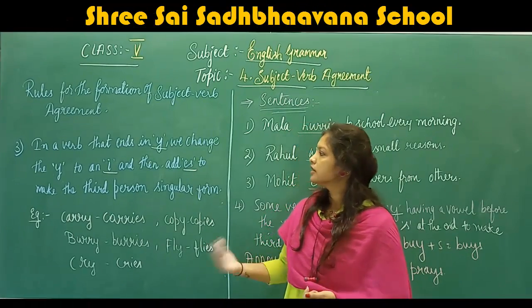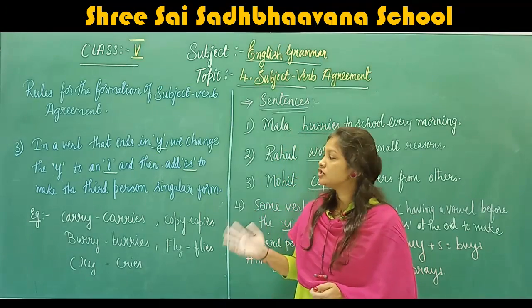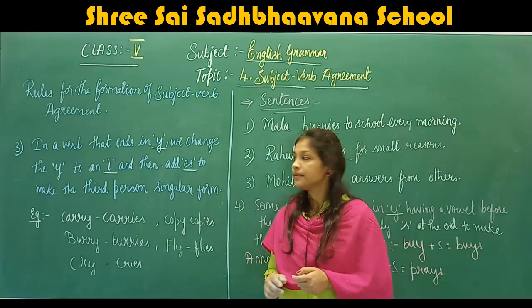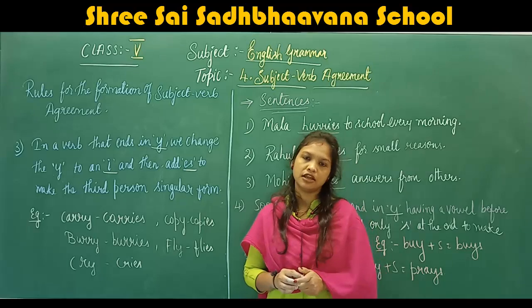Children, next rule. In a verb that ends in y, we change the y to i and then add es to make the third person singular form.